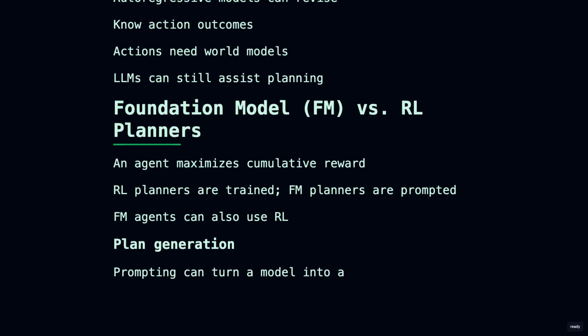A simple way to get planning behavior is to instruct the model directly with a prompt. The example uses a product helping agent, and the point is that the model can be guided to choose tools in a sensible order, even before any fine-tuning.